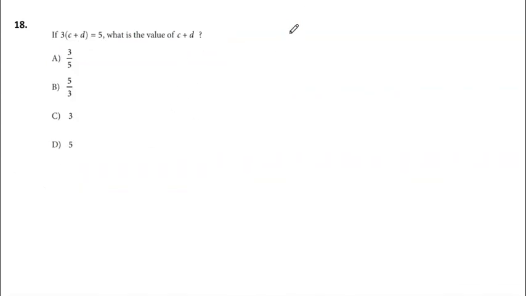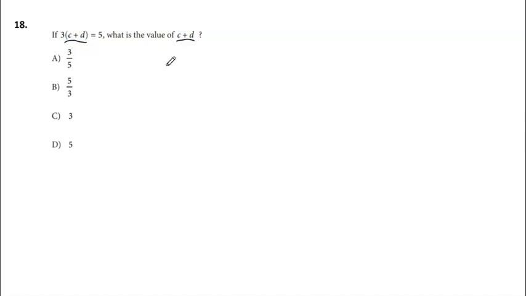All right, 18 is straightforward. It says 3 in brackets C plus D equals 5. What's the value of C plus D? Here, we don't have to struggle. We don't have to complicate anything, because we know that this is the ask and it's here, right?